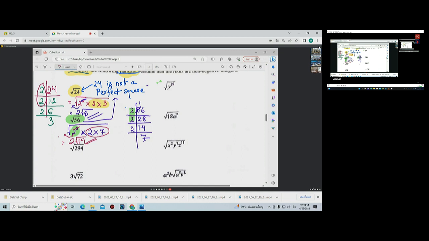Understand? Yes? Can you try one question? Try, how do you read it? Root 294. Root 294. Try this question. I wait you 2 minutes. Okay? Now it is also not perfect square, 294. So you factorize first. 294.